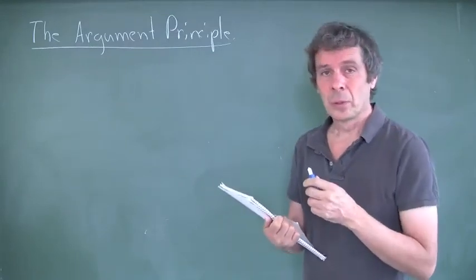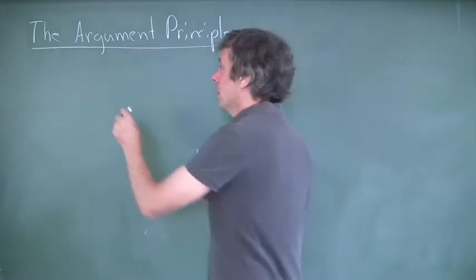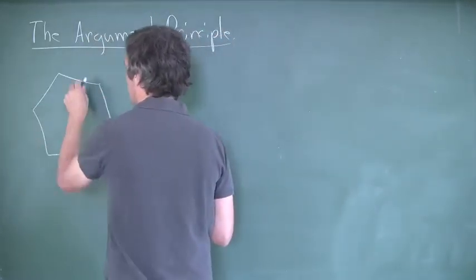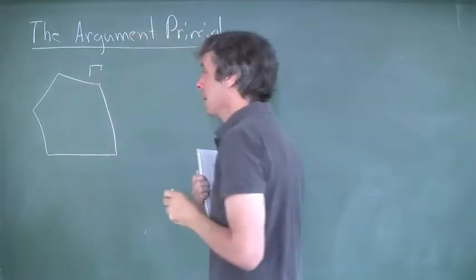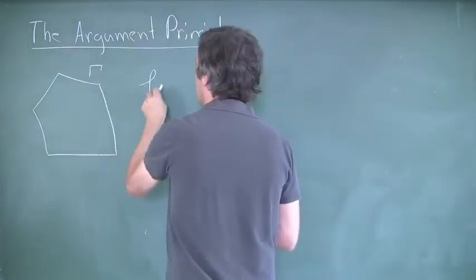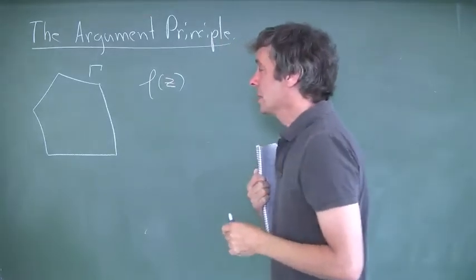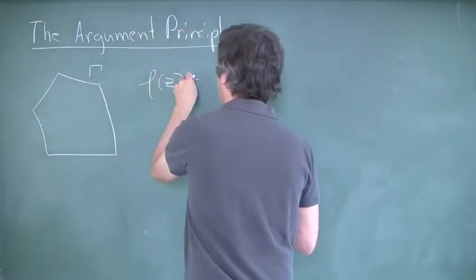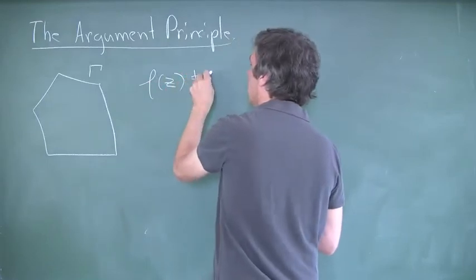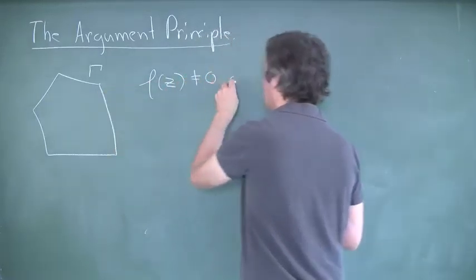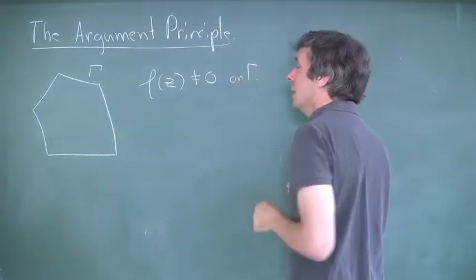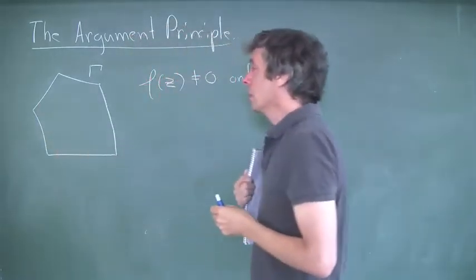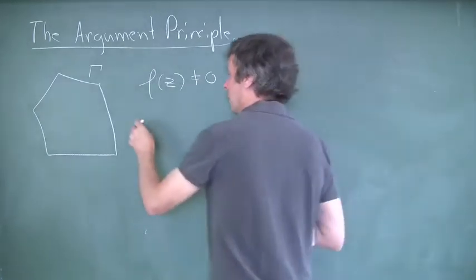In this lecture, I will talk about the argument principle. So consider a closed contour here, which we call gamma. And suppose that we have a function f of z, which is analytic in the neighborhood of this contour and also different from 0 there. And inside the contour, we suppose that f is meromorphic.